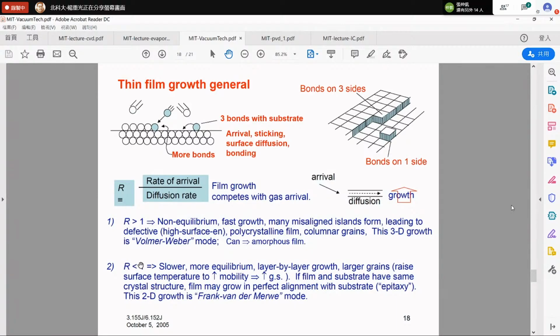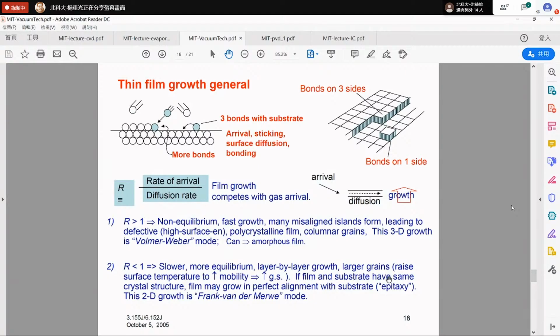In this case, it normally generates an amorphous film. In the second case, R less than 1, the diffusion rate is larger than the arrival rate. In this case, you have slower, more equilibrium, layer by layer growth, and you will generate larger grains. If you raise the surface temperature, you have higher mobility, so this is how we can generate larger grains.